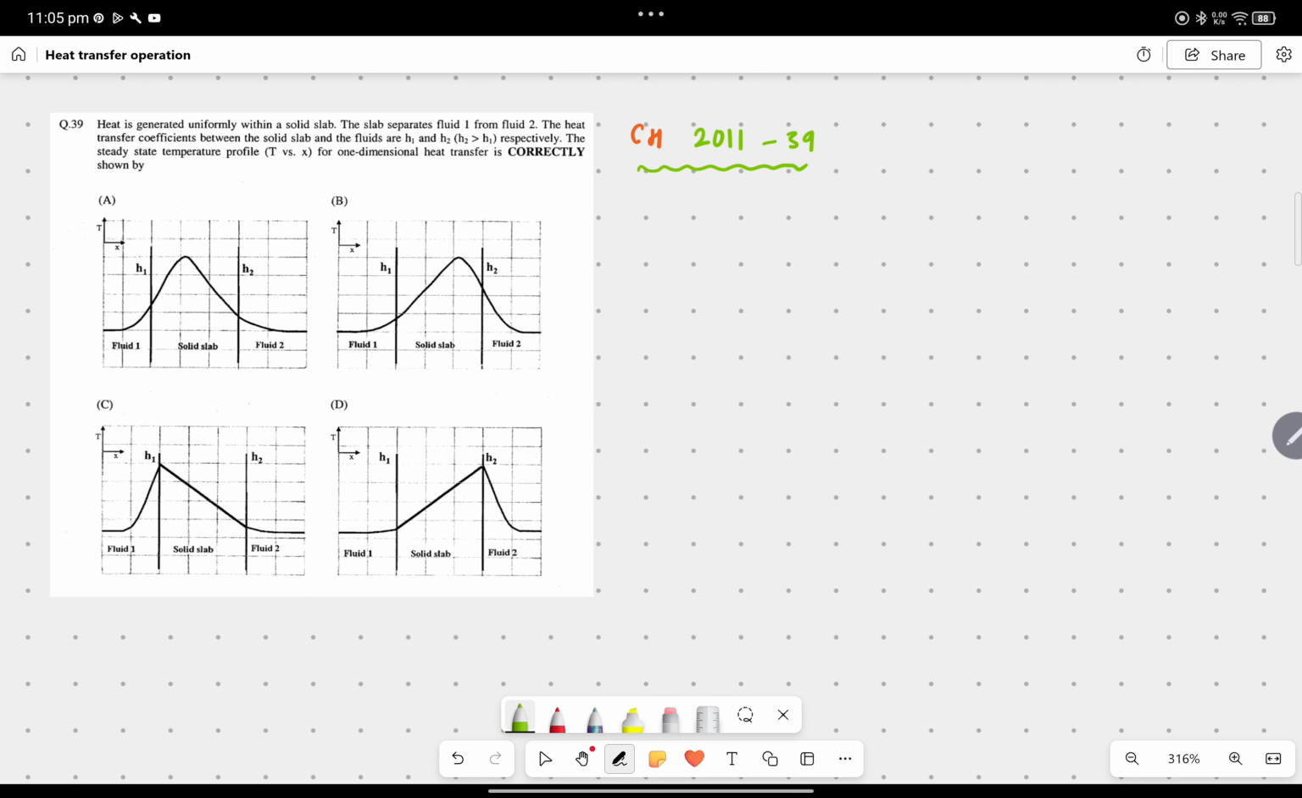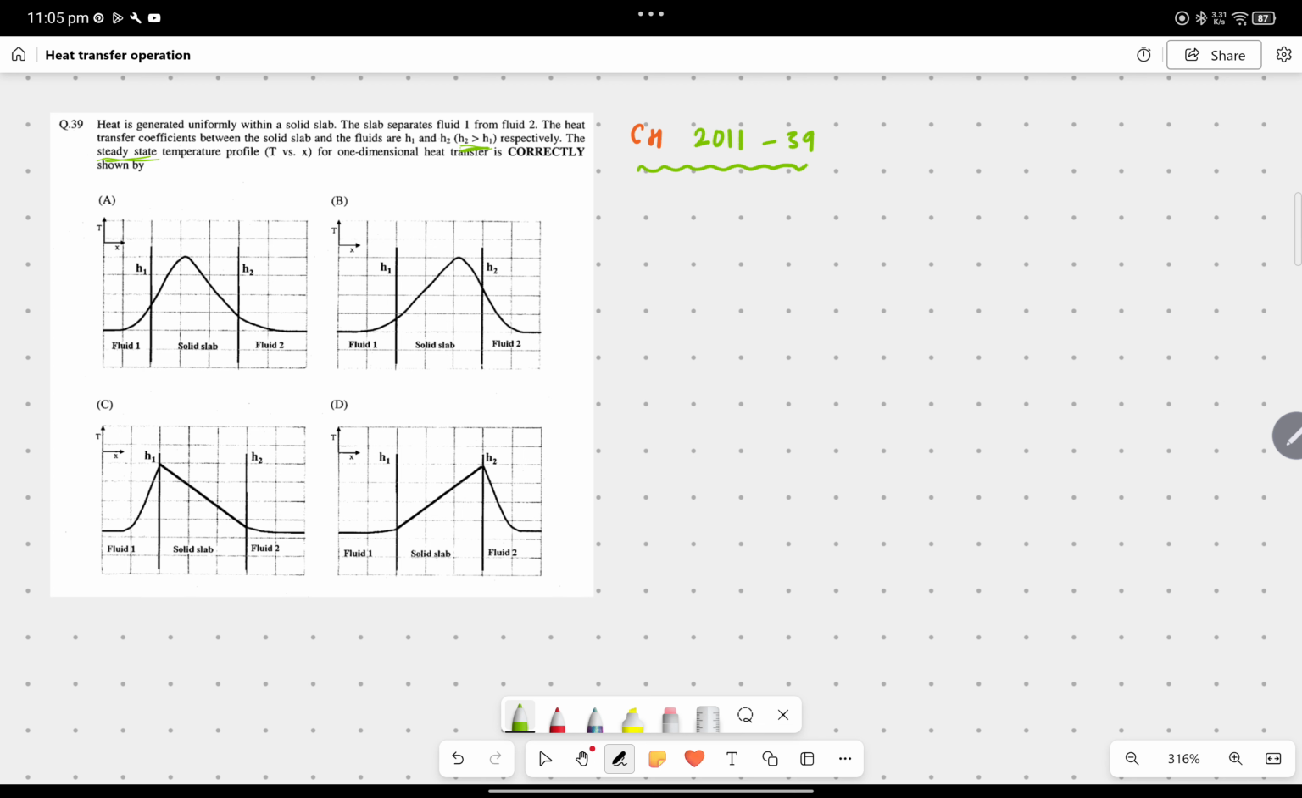So first of all, what is the concept here? Let's read the question. Heat is generated uniformly within a solid slab. The slab separates fluid 1 and fluid 2. The heat transfer coefficients between the solid slab and the fluids are H1 and H2 respectively, and H2 is greater than H1. This is an important point. The steady state is also an important point. The temperature profile T versus X for one dimensional heat transfer is correctly shown by.